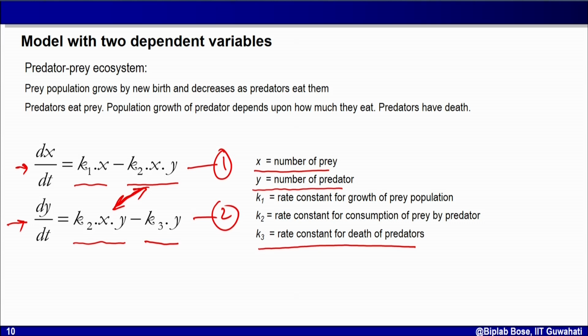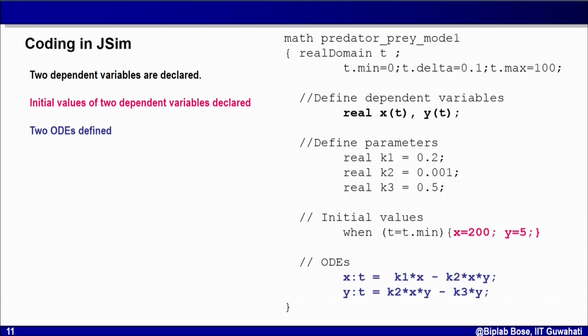So how should I code it in JSim? Here I have coded it. The first thing is math predator_prey_model. So the name of my model is predator_prey_model, and I have told this is the top component and this is a math type. I have put everything else within this curly bracket, and then I have defined time as the independent variable, its minimum value, maximum value, and delta is defined. I have two dependent variables, x and y. Both of them depend upon time. So x(t), y(t), both of them are real.